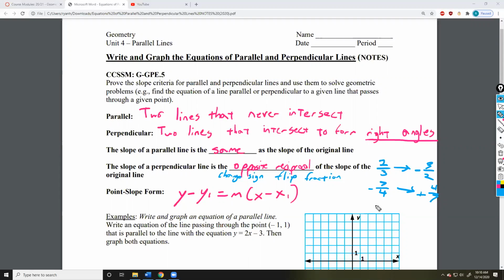If I want the opposite reciprocal of 3, well, that would be 3/1. So when I change my sign, it's going to be negative. When I flip my fraction, 3/1 is going to flip to be 1/3. So that's how we create opposite reciprocals.